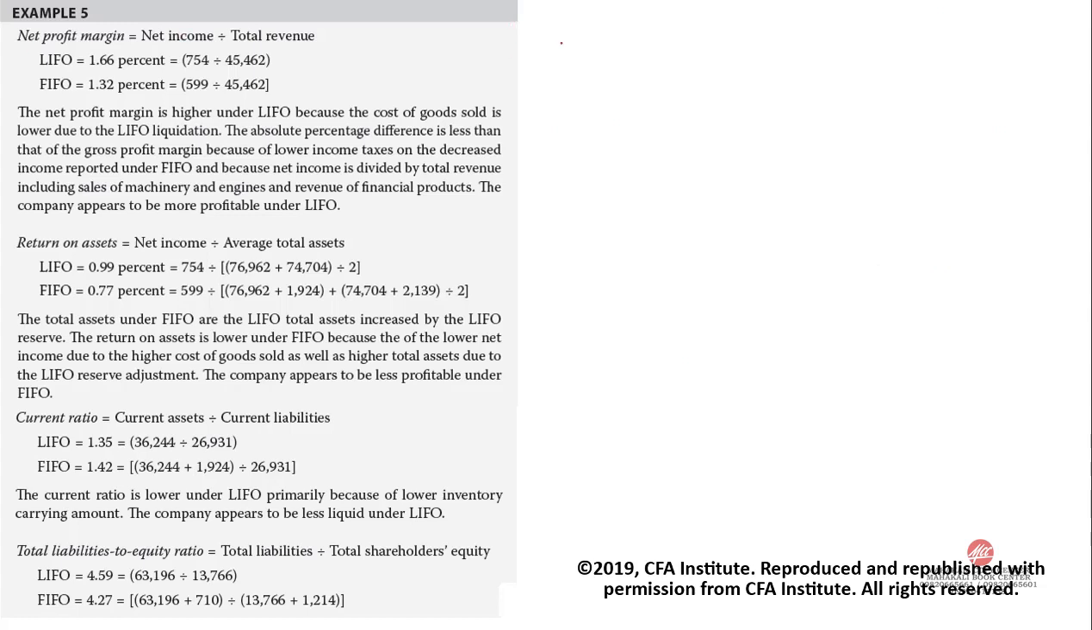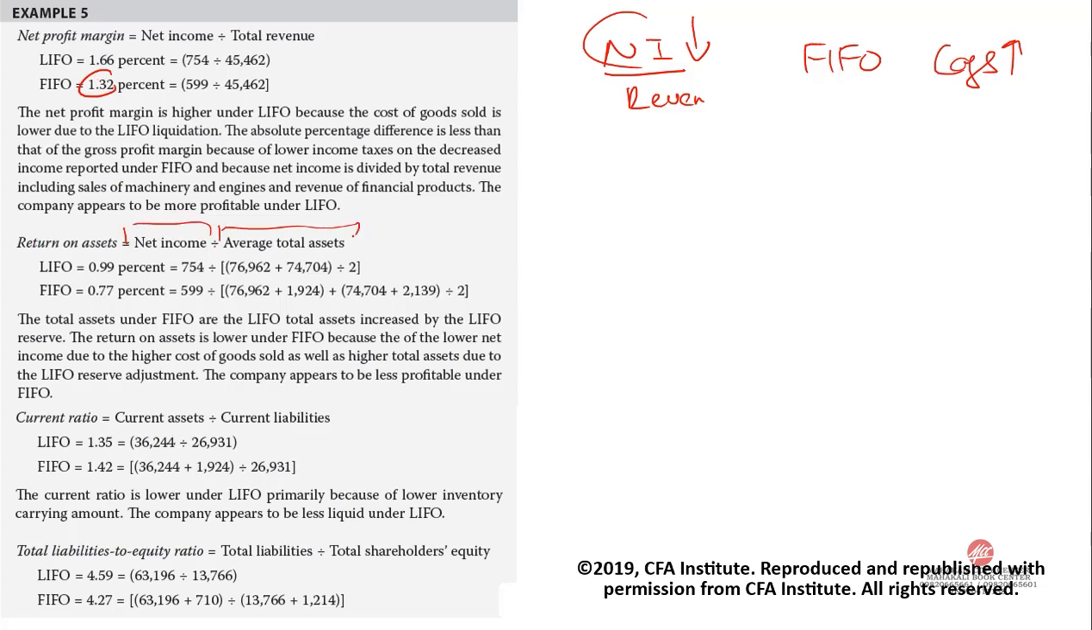Net profit margin is net income over revenue. If you recall, under FIFO, cost of goods sold was higher. If cost of goods sold is higher, net income is lower, and hence again the net profit margin was lower. Return on assets is net income upon average total assets. So net income upon assets. Net income is lower in FIFO.